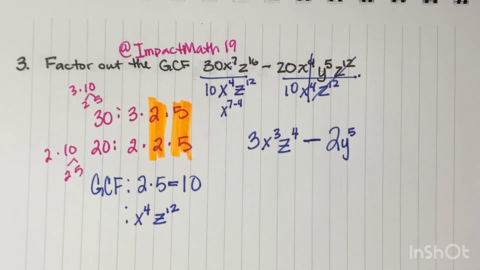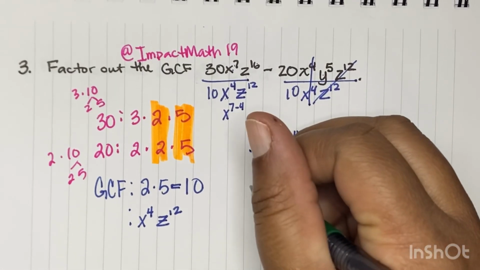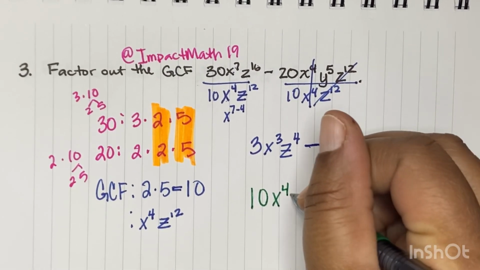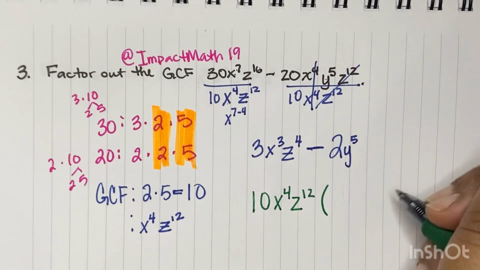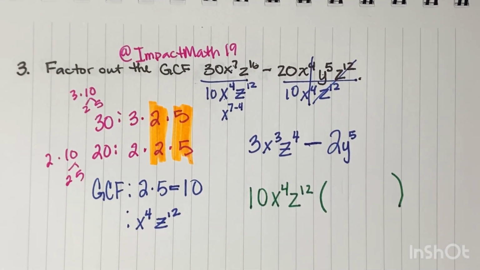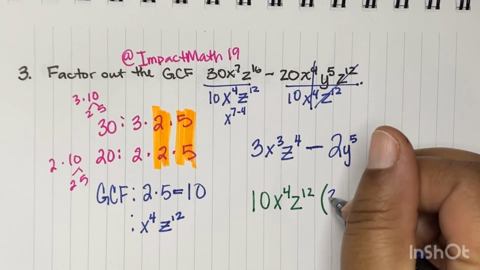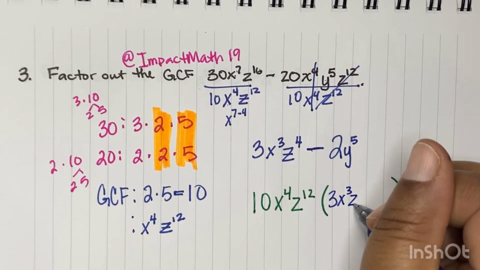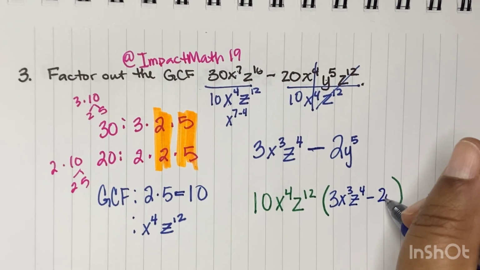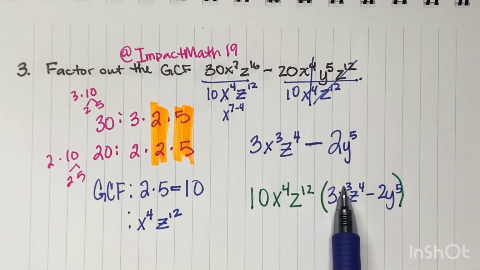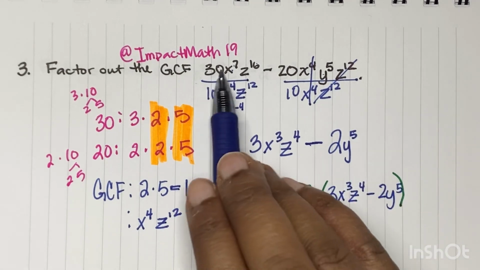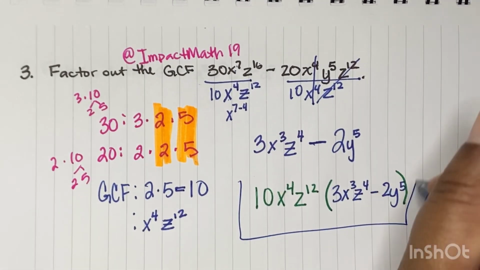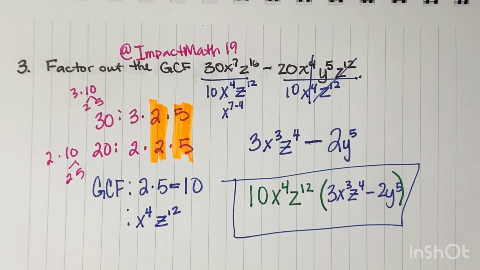Don't forget, you have to put your GCF on the outside. So 10 x to the 4th, z to the 12th, parenthesis, and all this goes inside. 3 x to the 3rd, z to the 4th, minus 2y to the 5th. And if you distribute this back in here, multiply this back, you should get this. And that's how you know if you did it correct. All right, number 4. I suggest you pause the video, try number 4, see if you get it, and let's keep it pushing.